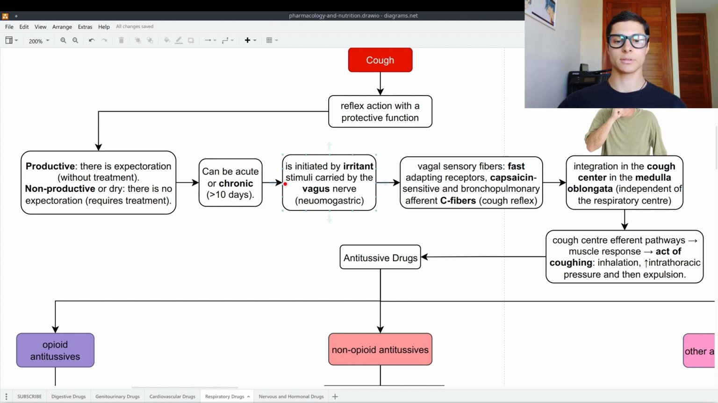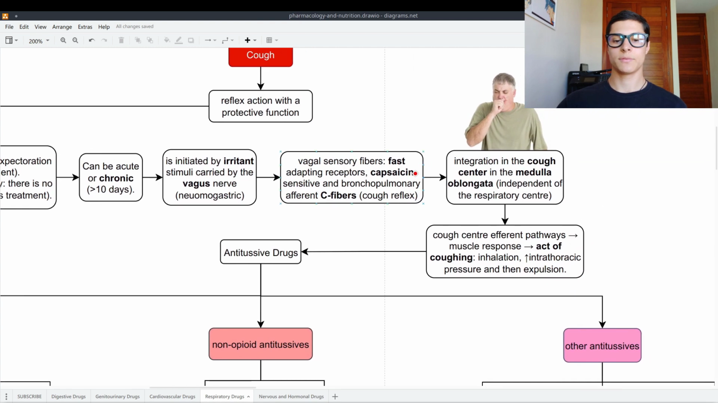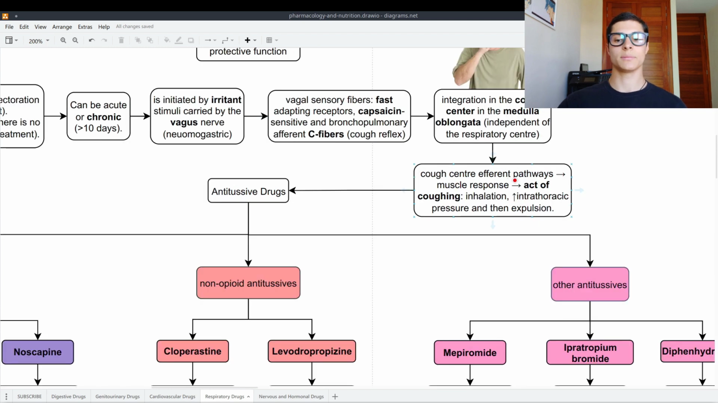It is initiated by irritant stimuli carried by the vagus nerve, also known as pneumogastric, and it has vagal sensory fibers, which are the fast adapting receptors, the capsaicin sensitive fibers, and the bronchopulmonary afferent C fibers. They indeed are related to the cough reflex. And from these fibers there is an integration in the cough center in the medulla oblongata, which is independent of the respiratory center. The cough center afferent pathways will create a muscle response and therefore initiate the act of coughing, which has three phases: the inhalation, the increase of intrathoracic pressure, and then the expulsion.